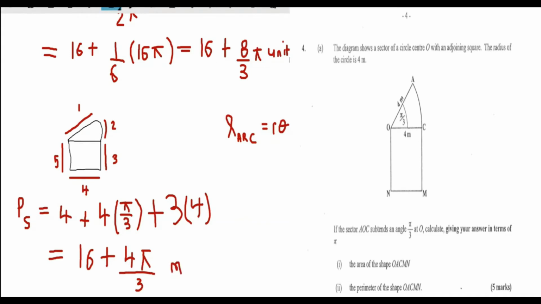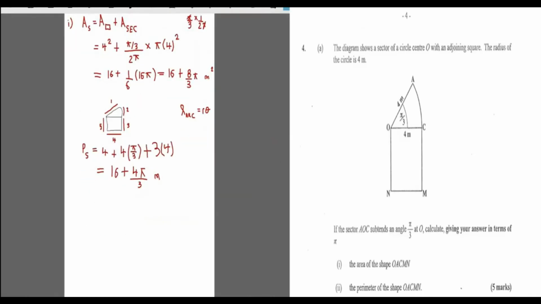No, I made a mistake right here. It shouldn't have been unit square. Since it's meters, it should have been meter square. So if you just want to correct that, you can write that area is meter square. That takes care of this part of the question. Nice and easy.